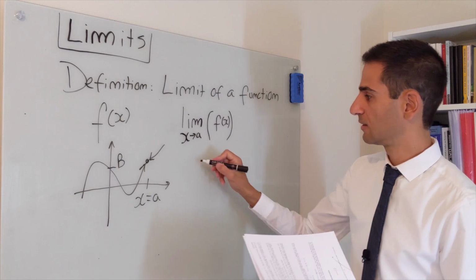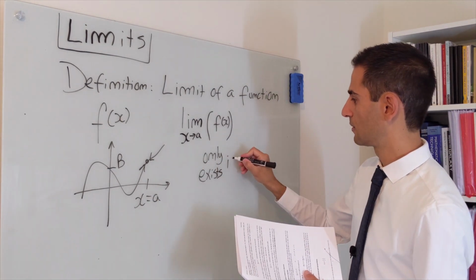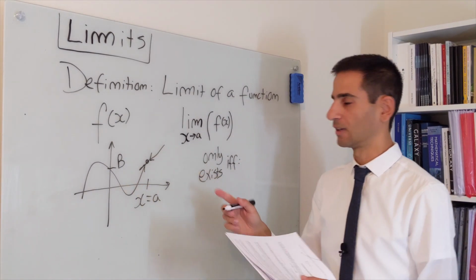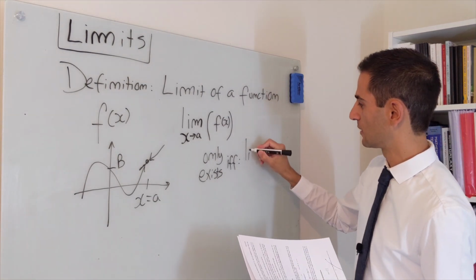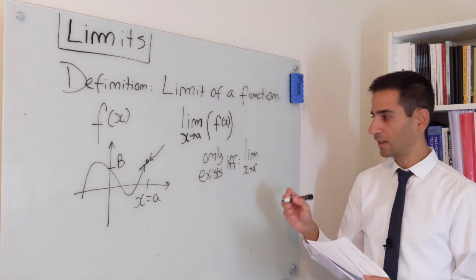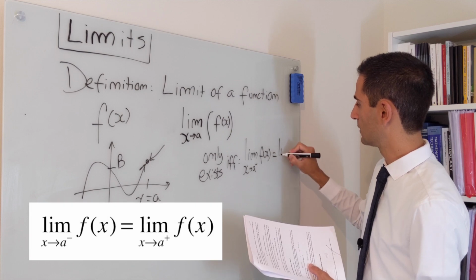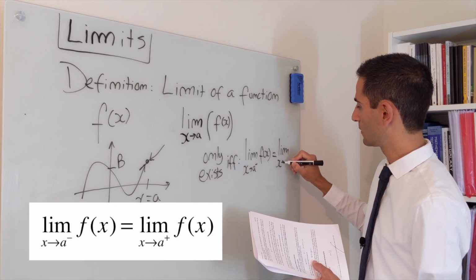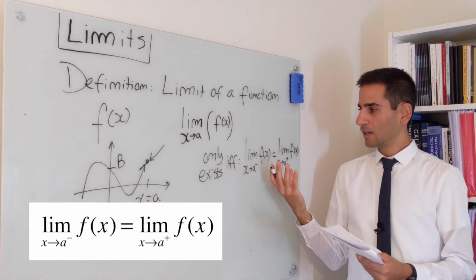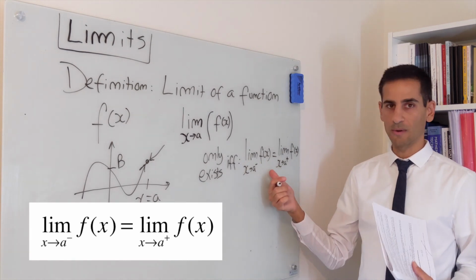In practice, this limit only exists if and only if you get the same value if you go from the left or the right. Mathematically, you'd write this as the limit when x goes to a from smaller values, that's a minus, of f of x, equals the limit when x goes to a from plus values of f of x. So for functions of just one variable, whenever we say the limit exists, this is what we mean.